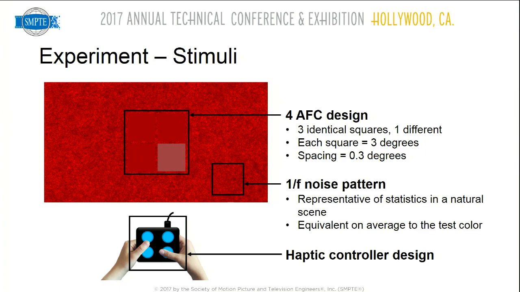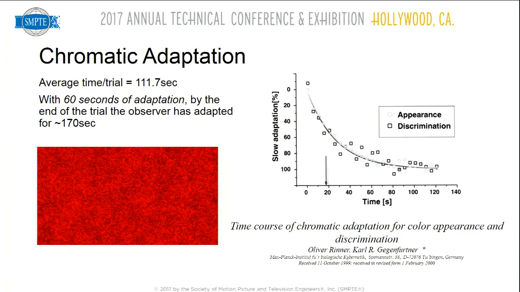The surrounding field is a 1/f noise pattern, which is representative of the statistics in a natural scene, and we made it so that it was equivalent to the test color on average, because we know that when observers are adapted to the color we're testing, they can detect the smallest possible color differences. We showed the noise pattern for 60 seconds at the beginning of each test color.